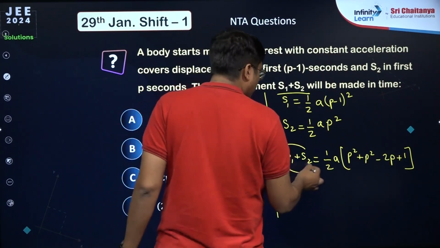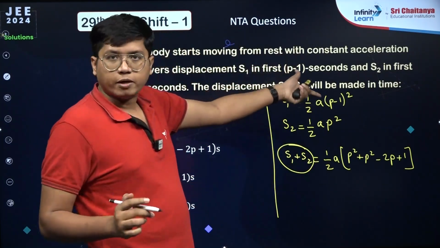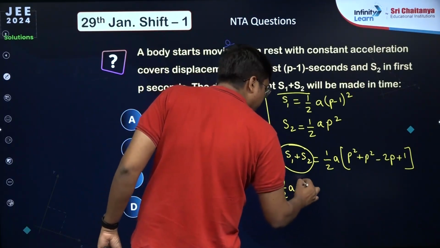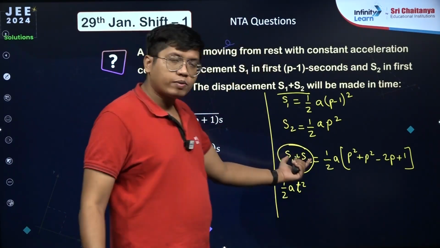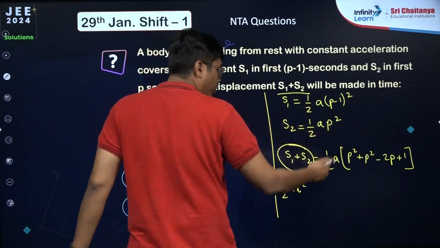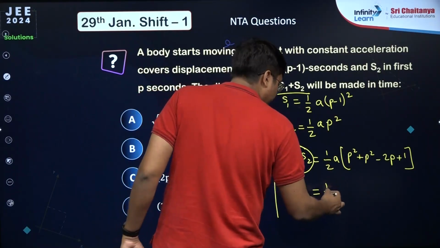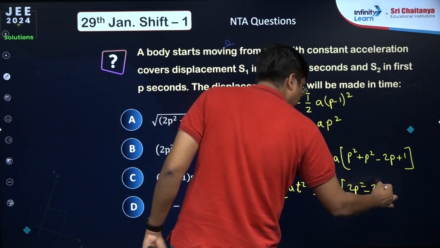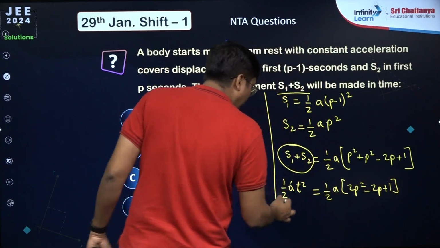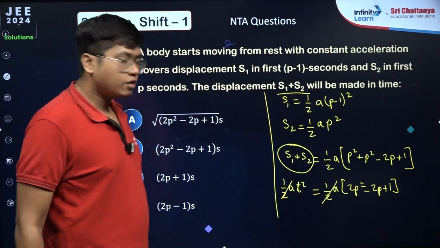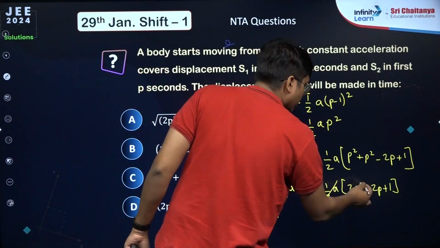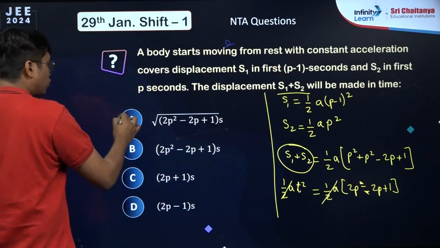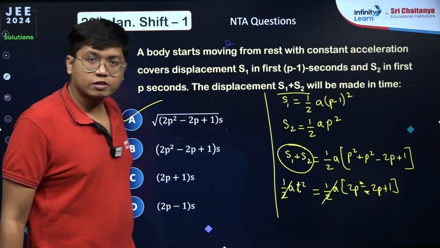Now you want this S1 plus S2 is travelled in how much time? So in place of S1 plus S2, I can write half at square. That t is the time in which it will travel S1 plus S2. And if I put what S1 and S2 is equal to, I'll have half a 2p square minus 2p plus 1. Half a's can be cancelled out. T square is equal to that 2p square minus 2p plus 1. So you can put that in. So t will be root over of 2p square minus 2p plus 1 seconds.